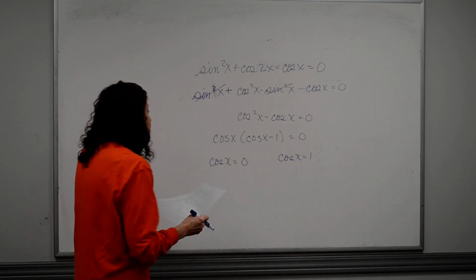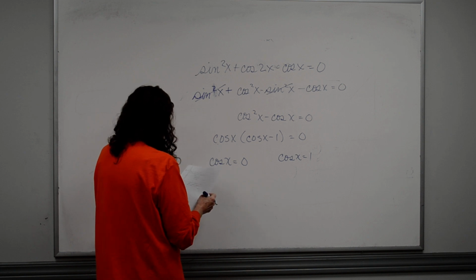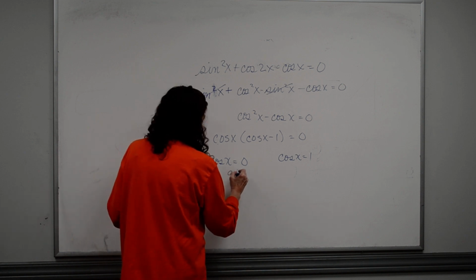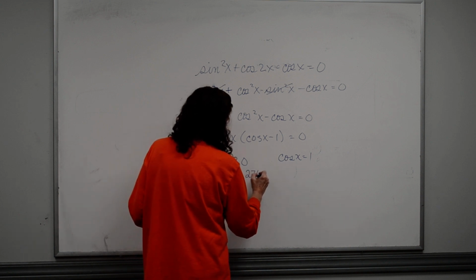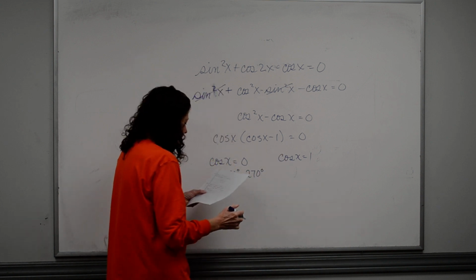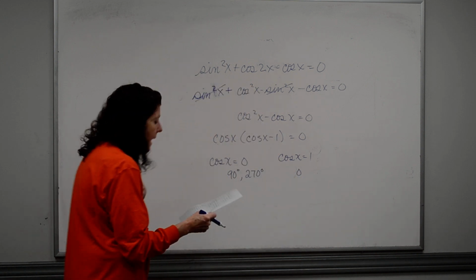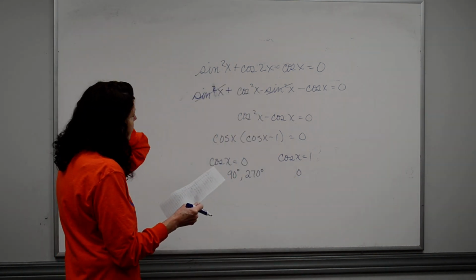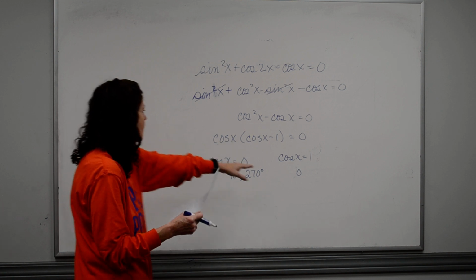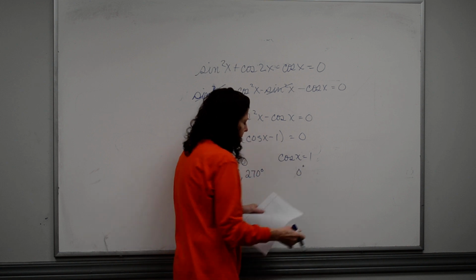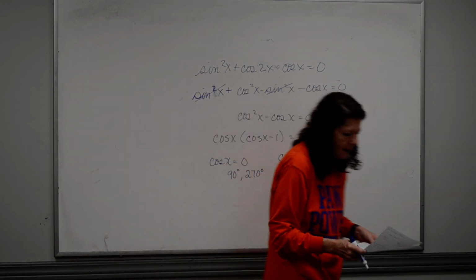So the cosine is equal to 0, and you can do it in degrees or you can do it in radians. At 90 degrees, at 270 degrees. And your cosine is equal to 1 at 0, and you could say 360, but we don't need to, that's the exact same spot as 0. So those would be your 3 answers. I guess you need to put degrees there. Okay, so that's number 35.